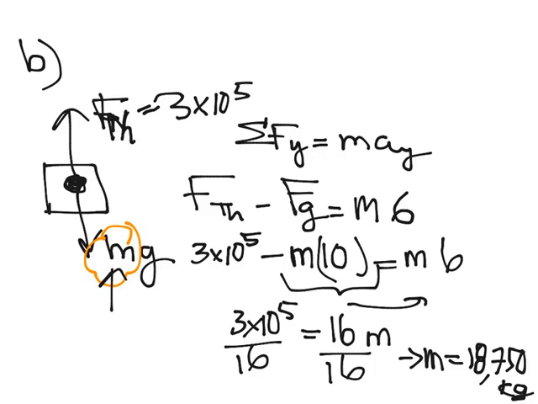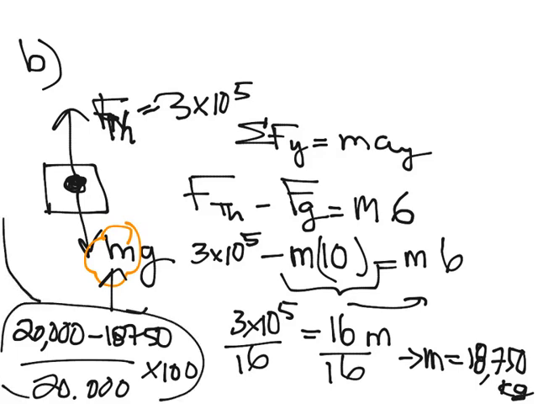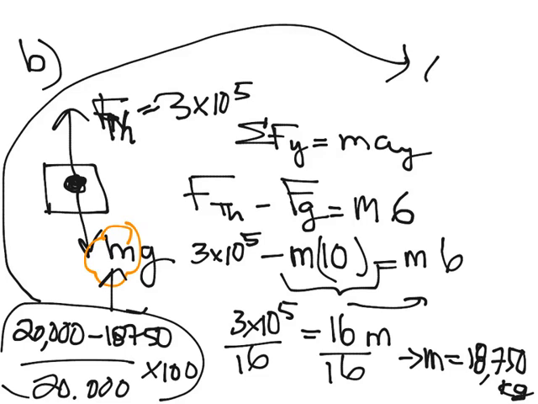We're not quite done because we want to know what percentage burned up. So we take our original mass, which was 20,000, subtract off the 18,750 and divide by 20,000. Then to find a percentage, of course, you multiply by 100. When we do that, we find that 6.25% of the fuel has burned up.